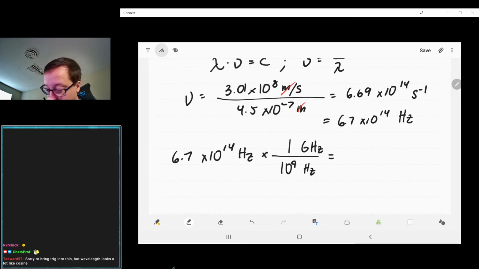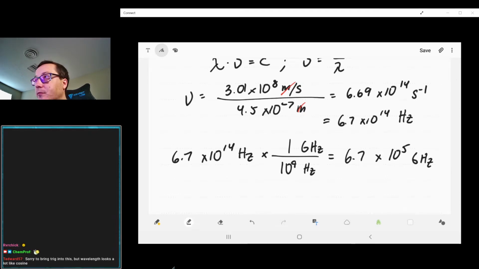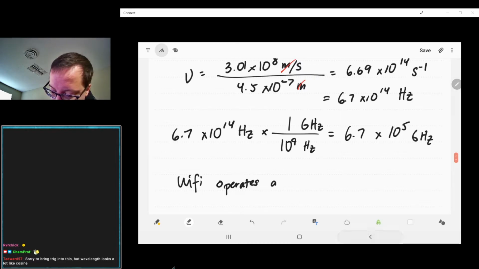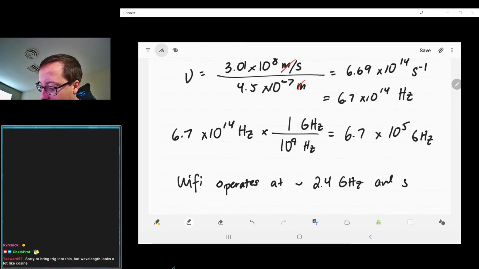And so we're going to see we still have quite a bit. This is going to be a very much higher energy light than we normally see. So that would be 6.7 times 10 to the 5th gigahertz, sorry. So we're technically in the terahertz range. So quite a bit more frequent. Just so you know, your Wi-Fi typically operates at roughly 2.4 gigahertz. Or if you have dual band, you'll also have 5 gigahertz.